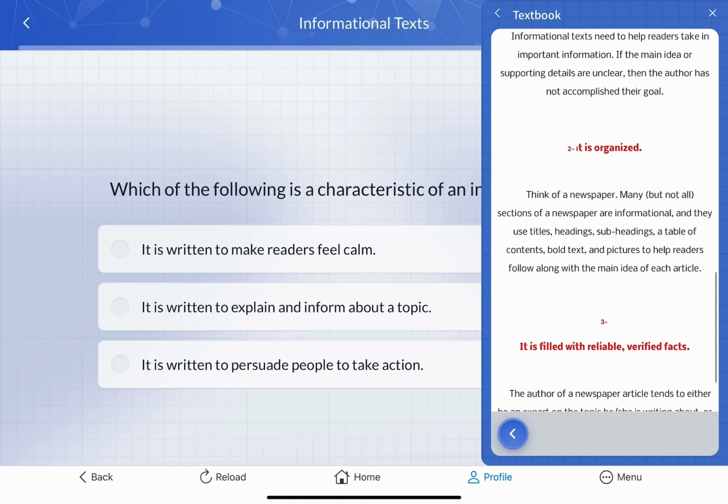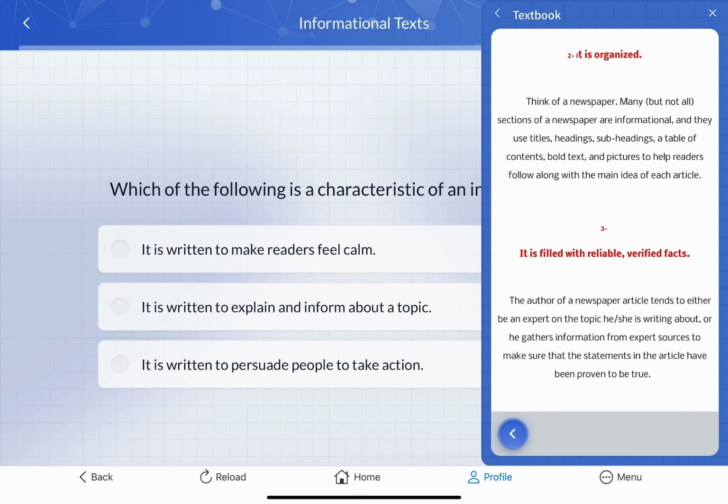Now, if you write this informational text and it is not organized, then it would create a hard time for the reader to understand your text, because they're confused about it.